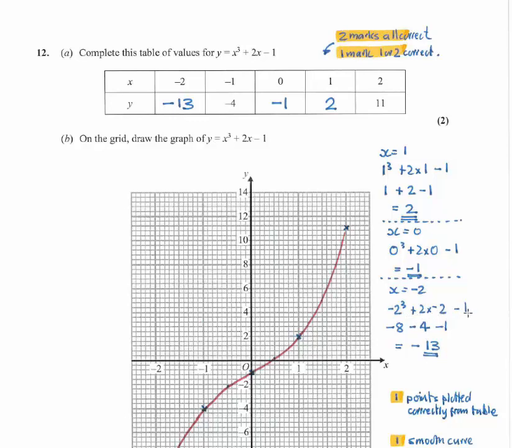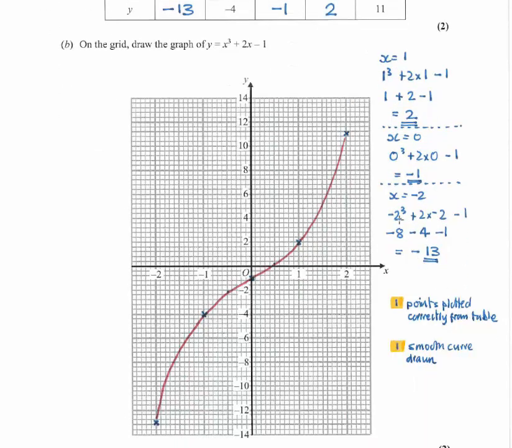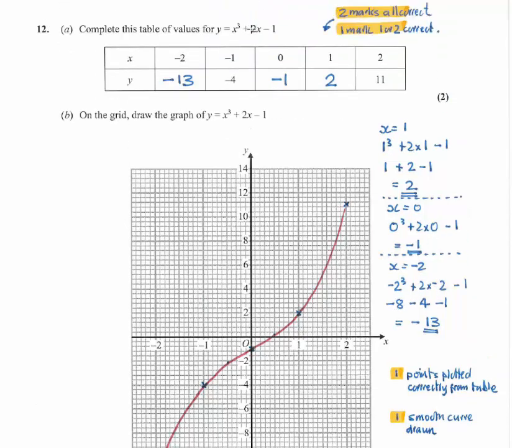This is where we need to be careful with these negative numbers. Negative 2 cubed. So minus 2 times minus 2, which is plus 4, 2 negatives. Then, beg your pardon, then multiplied by another minus 2. So it's 4 times minus 2, minus 8. Write it down so you don't forget it, so you don't make mistakes. Plus 2 lots of minus 2, because it's 2 lots of x, and x is minus 2. So it's minus 4. Minus 1 gives you minus 13.